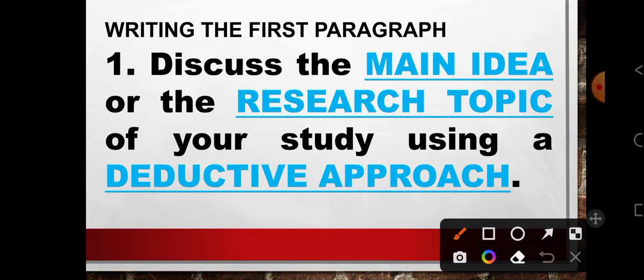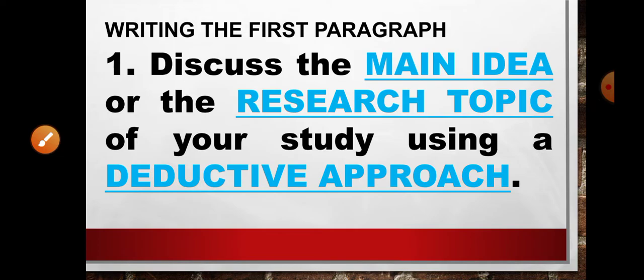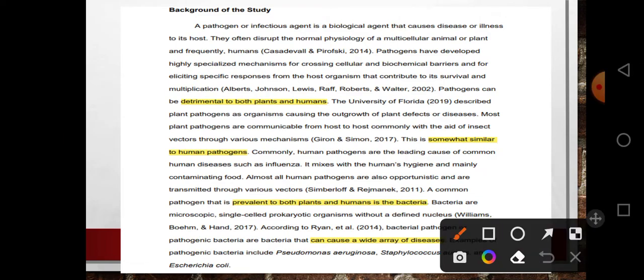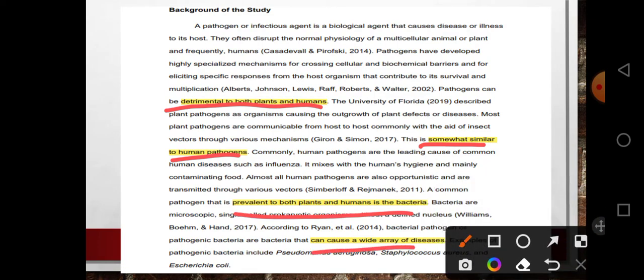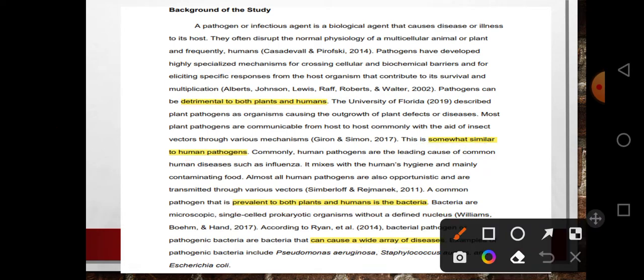And it is discussed using the deductive approach, meaning to say from broad to specific. So let us try to discuss the first paragraph even more. Okay? So still, we have the first paragraph. And notice now the highlighted phrases and words. So we have detrimental to both plants and humans, somewhat similar to human pathogens, prevalent to both plants and humans, and can cause a wide array of diseases. Okay, class. So let's try to focus on this one.